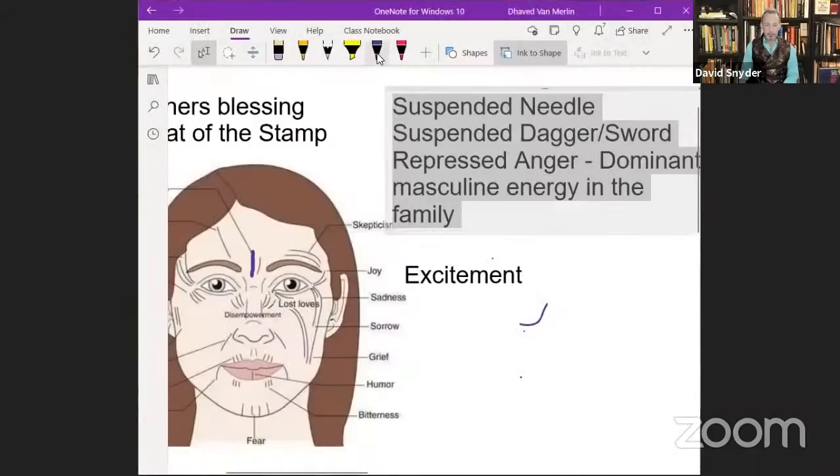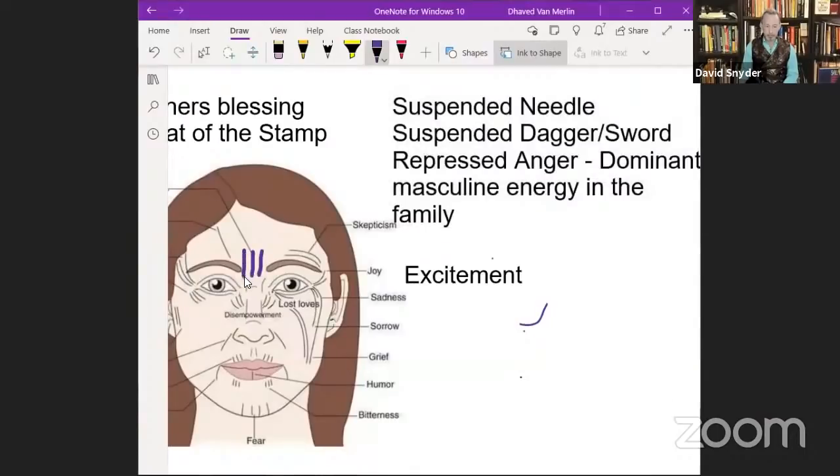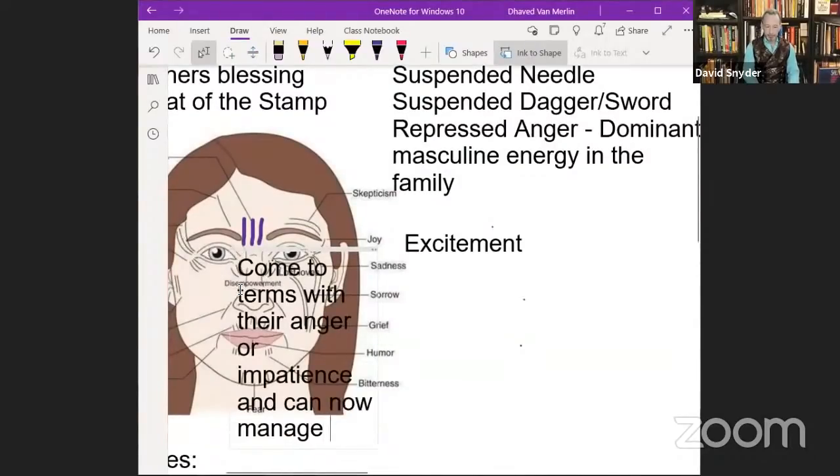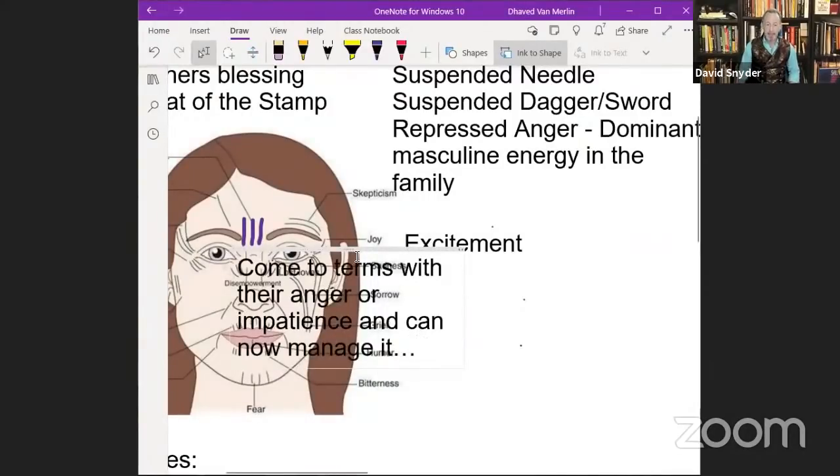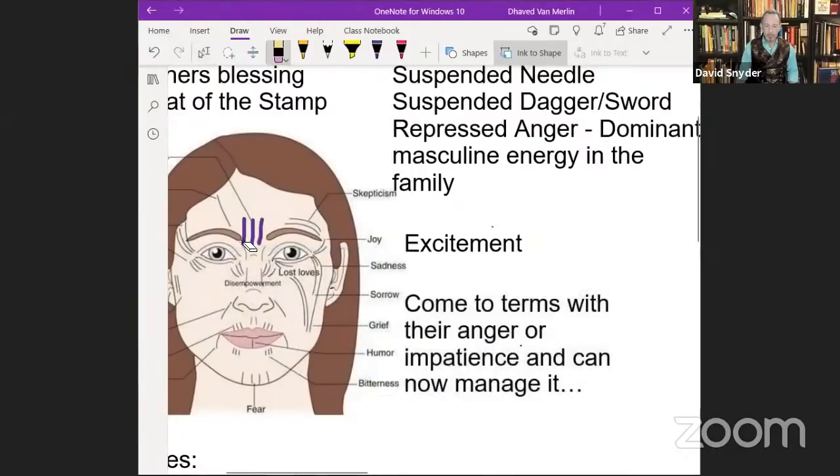Now, every now and then you're going to see someone with a marking that looks like this. When you see someone with 3 lines like this, what you're seeing is somebody who has come to terms with their anger or impatience and can now manage it. Okay. So if you see 3 lines, this person may still have bouts of temper, but they manage it much, much better than someone who just has 2 lines. Right? So again, in this case, 3 is better than 2.